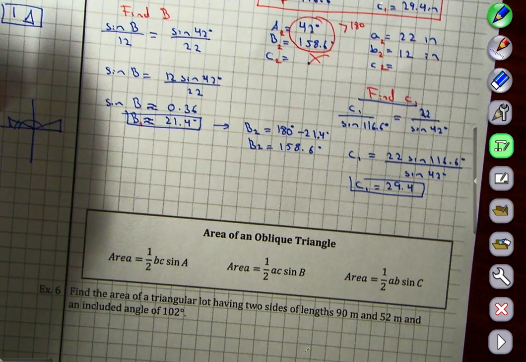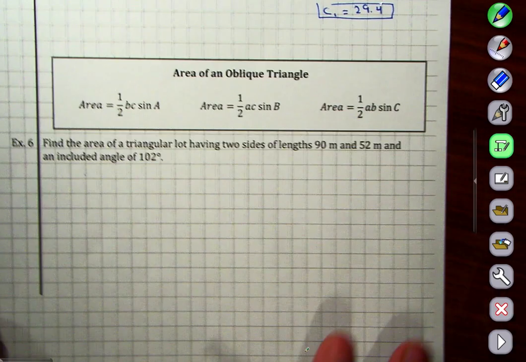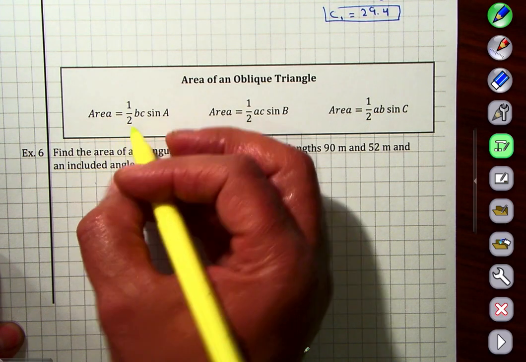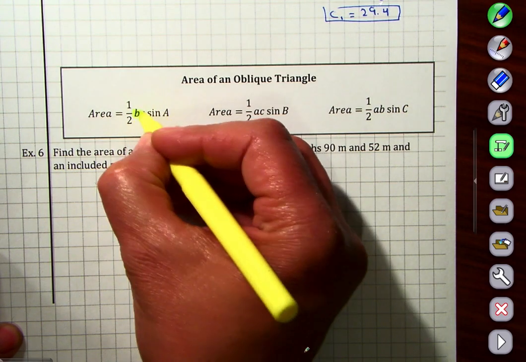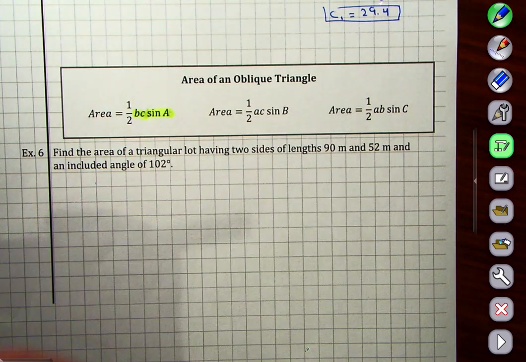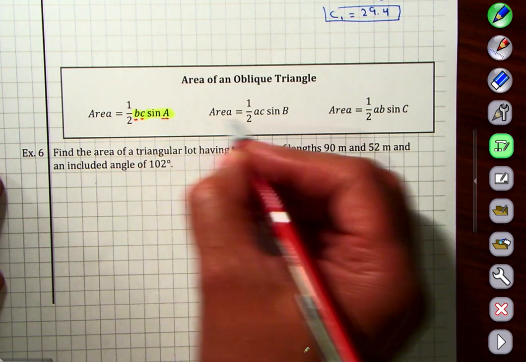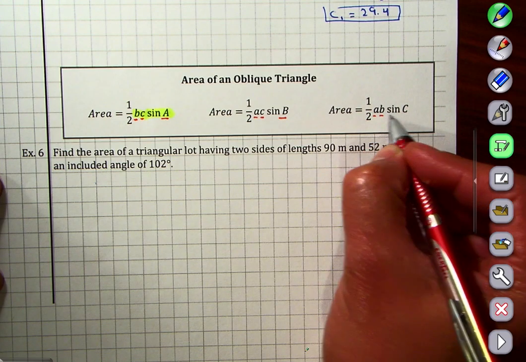But you do need to memorize this, because it comes in very handy when you are taking your SAT. I've seen many questions where they expect you to know this formula for the area of a triangle. So the area is 1/2, two sides and the sine of the included angle: BC sine of A, or AC sine of B, or AB sine of C.